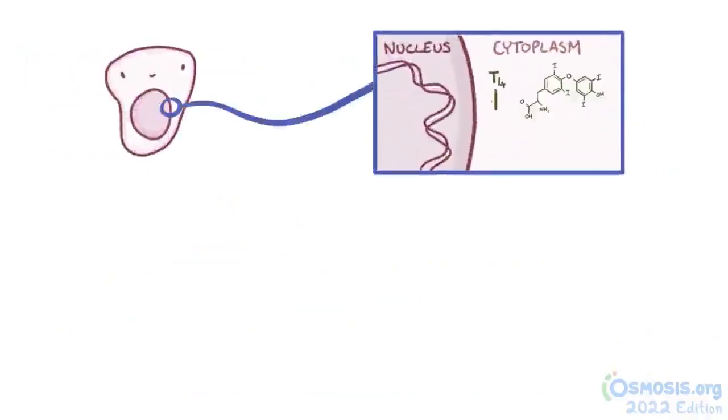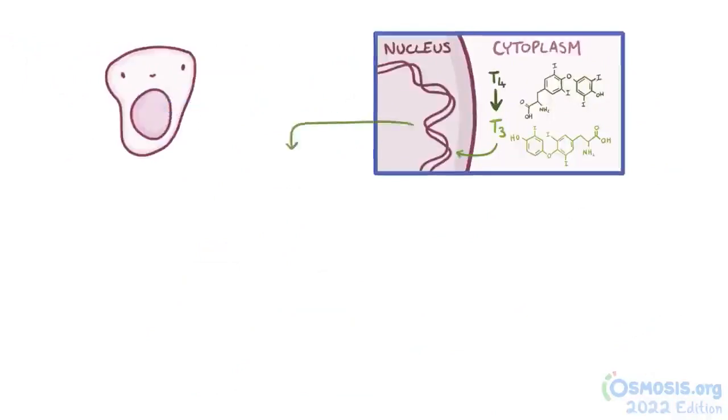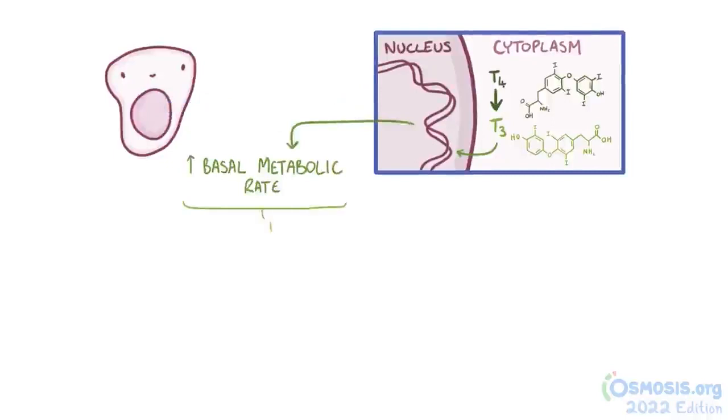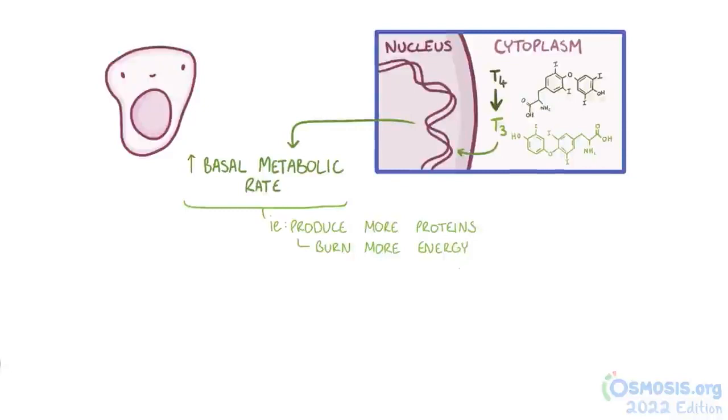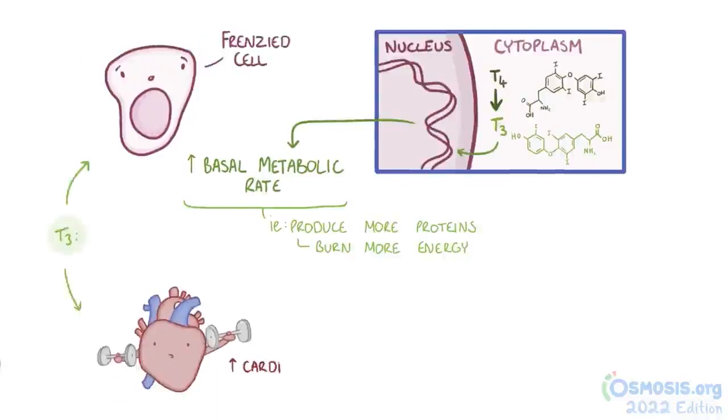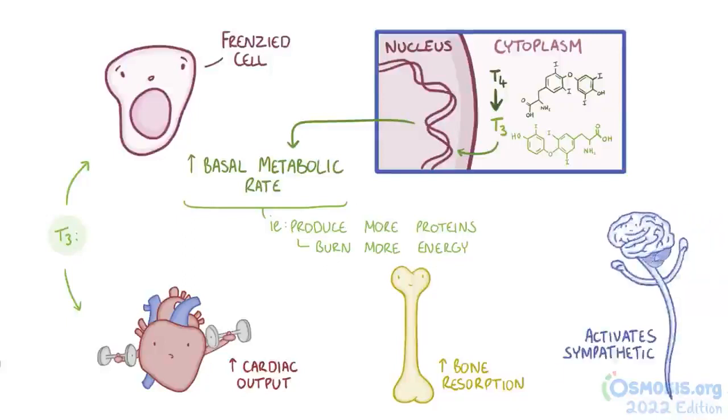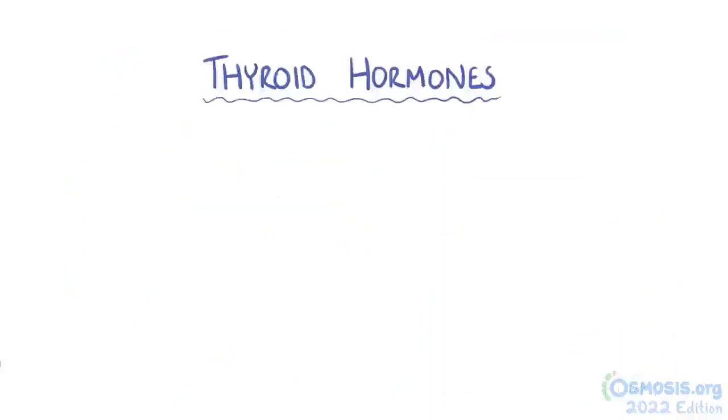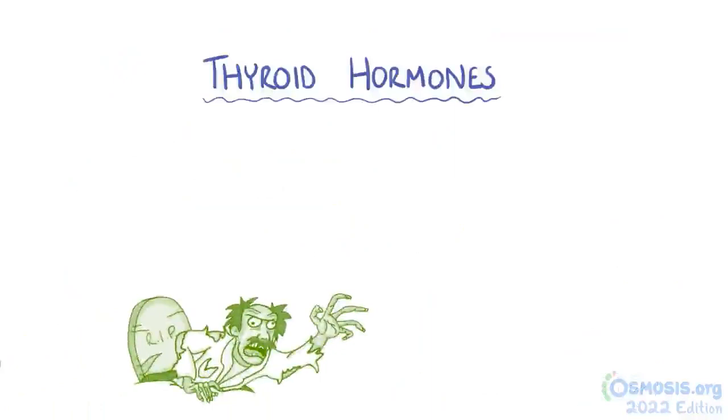Once inside the cell, T4 is mostly converted to T3, at which point it can exert its effect. T3 speeds up the basal metabolic rate. So as an example, cells might produce more proteins and burn up more energy in the form of sugars and fats. It's kind of like the cells are in a bit of a frenzy. T3 increases cardiac output, stimulates bone resorption, which thins out the bones, and activates the sympathetic nervous system, which is the part of the nervous system responsible for our fight or flight response. Thyroid hormone is important, and the occasional increase is like getting a boost to fight off a zombie, or to stay warm during a snowstorm.